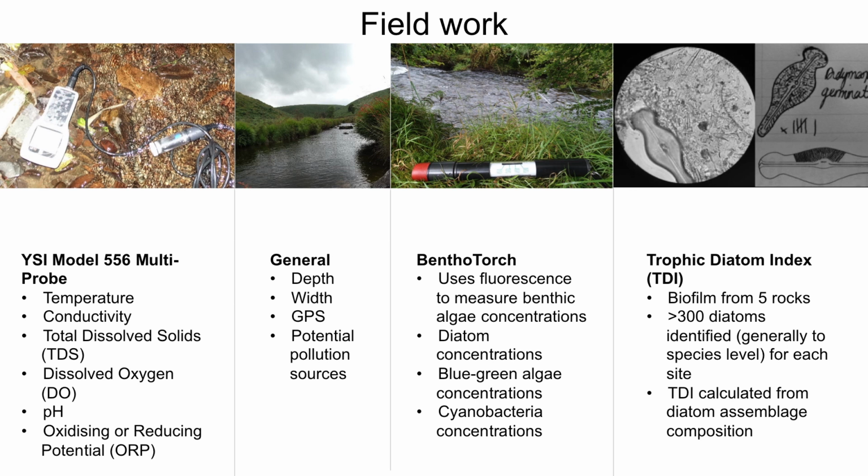So for each of those sites, I started off by measuring some of the chemical components, just fairly basic: temperature, conductivity, total dissolved solids, depth, width. And I was lucky enough to borrow a Bentho torch from Lancaster University, which uses fluorescence to measure diatom, blue-green algae and cyanobacteria concentrations. I'm not going to focus too much on that, but I did find that it wasn't particularly useful for the investigation. So I mainly focused on trophic diatom index, which is a standard approach used in the Water Framework Directive.